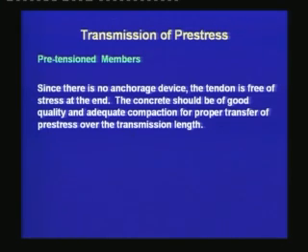The concrete should be of good quality and adequate compaction for proper transfer of prestress over the transmission length. That means the transfer of prestress is solely depending on the bond between the concrete and the steel. The concrete has to be of good quality and adequate compaction to have a strong bond at the transmission length over which the prestress is transferred from the steel to the concrete. Hence, the quality and construction of concrete should be paid attention to.